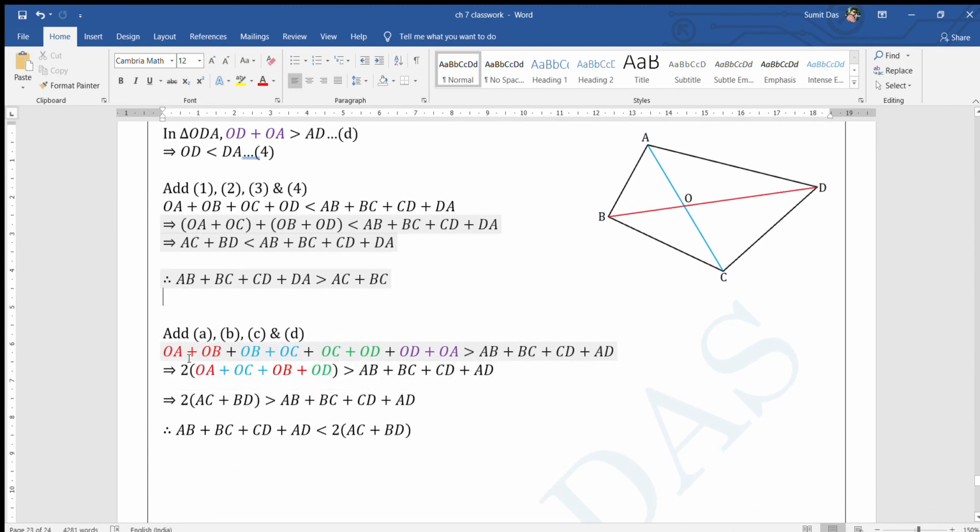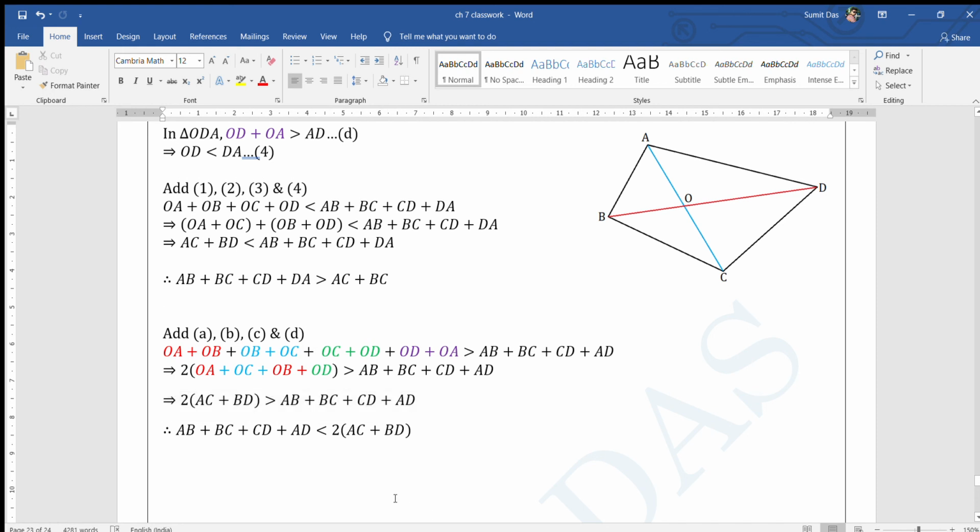Now you can see there are two of each. Here is OA, here is OA; OB, OB; OC, OC; OD, OD. So all are of 2 type. So we are writing 2 into OA plus OC plus OB plus OD. Now similarly here also OA plus OC will be AC, right? Similarly OB plus OD will be BD. Same diagonal, same thing. We use the previous result. So what we can see here is, twice of AC plus BD is greater than AB plus BC plus CD plus AD.